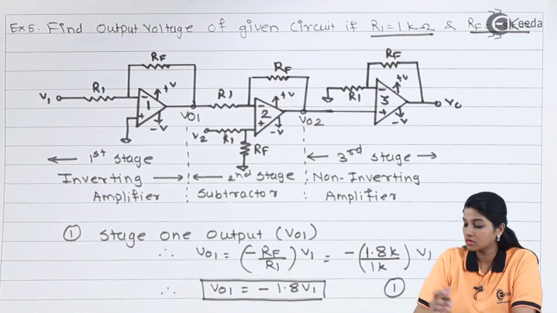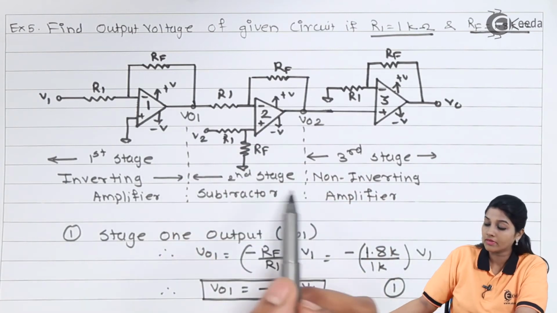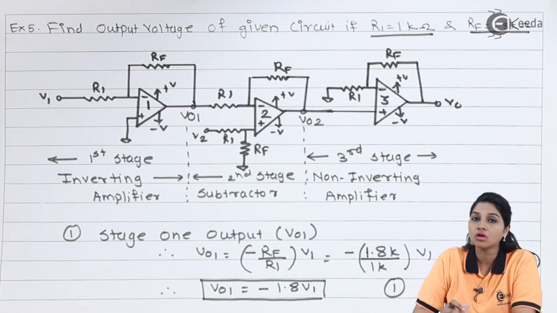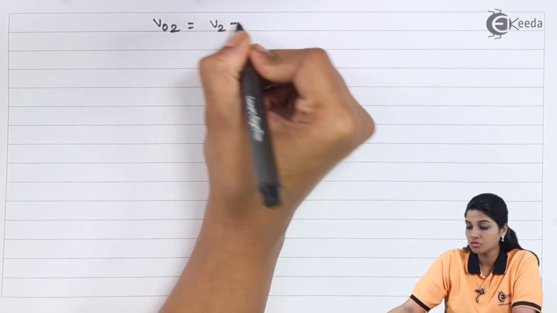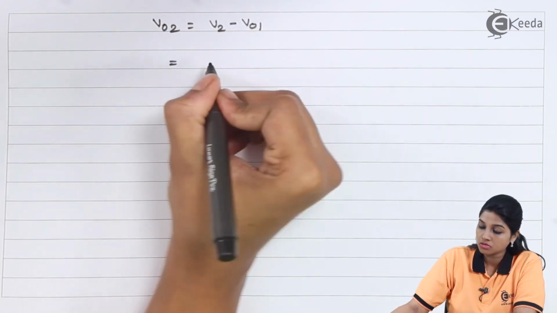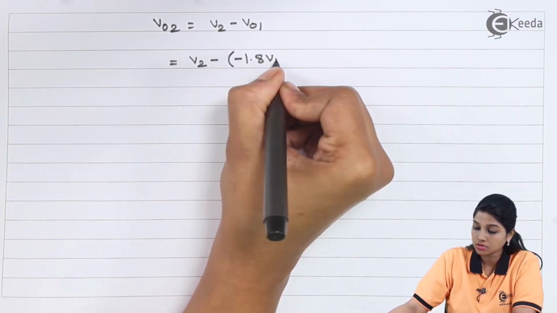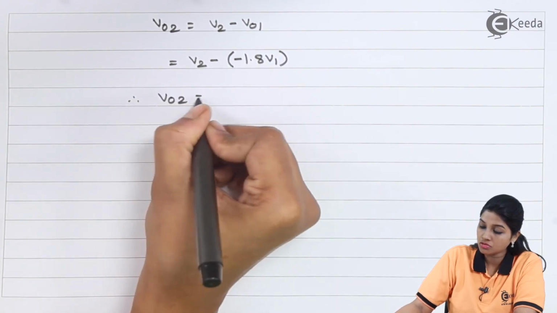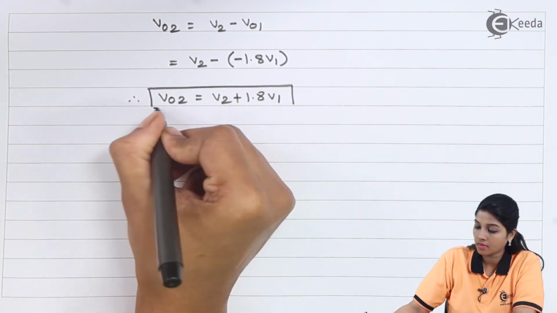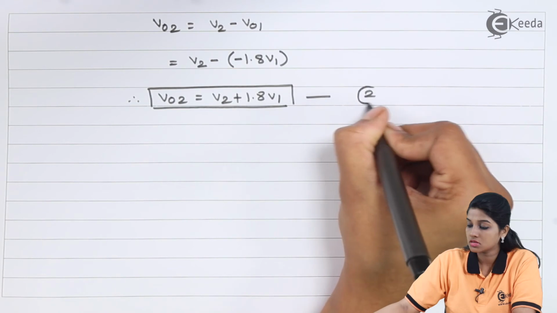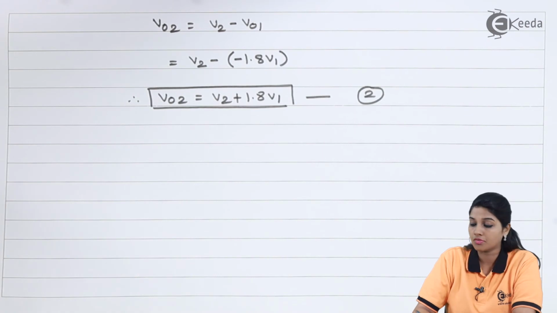Now this 1.8 V1 is applied to the inverting terminal along with the input V2. And the second stage is nothing but the stage of subtractor. So the output of the second stage VO2 can be given as VO2 is equals to V2 minus VO1. So V2 is the applied input minus value of VO1 is minus 1.8 V1. So VO2 is equals to V2 plus 1.8 V1. So this is equation 2, which is nothing but the output of second stage, that is difference amplifier or subtractor.